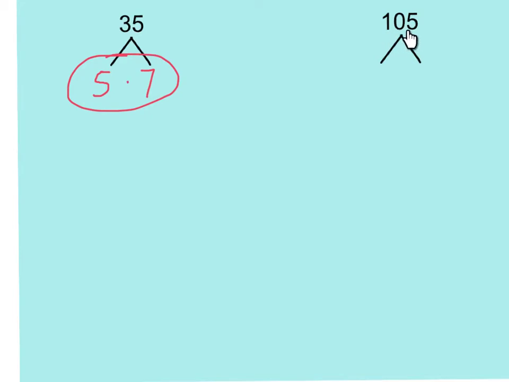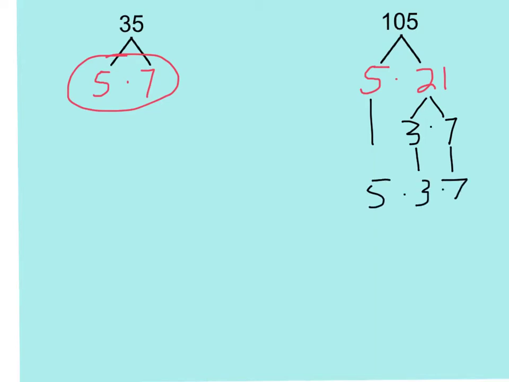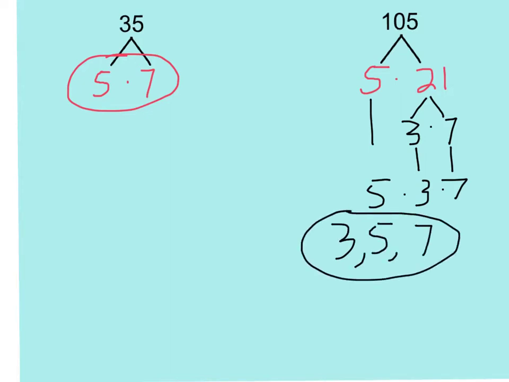Now 105. Now it ends in 5, so I know I can divide it by 5. So I'm going to do 5 multiplied to 21. I have to ask myself, can I break up 21? And yes, I can. 21 is 3 multiplied to 7. So bring my prime factors down. I have a 5, a 3, and a 7. It's important to write that in order, least to greatest. That will help us later. So these are my factors of 105.